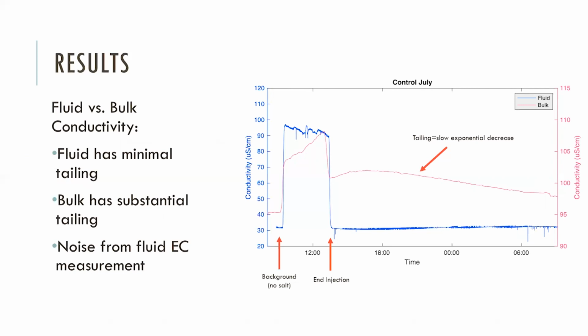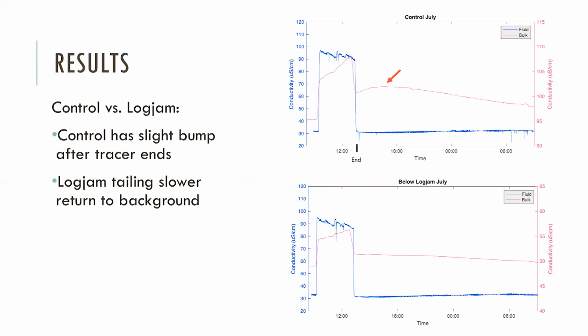It's also important to note the noise that we experience from the fluid EC. This could be compared to the apparent resistivity, apparent conductivity, which shows the smoothness. We can also compare our control reach and our logjam reach. In our control, we noticed a slight bump after the tracer ends, and we did not see that in our logjam reach, which is taking a slower time to return back to background, which may be due to that hydraulic resistance it's adding.